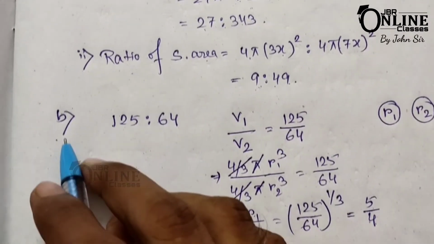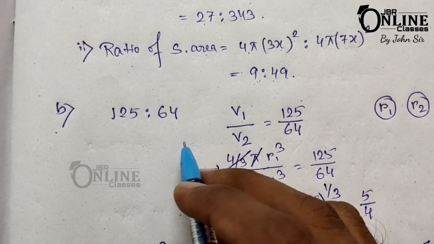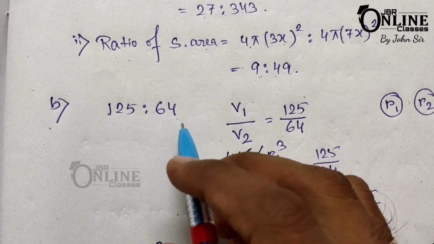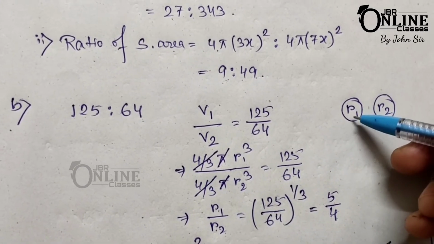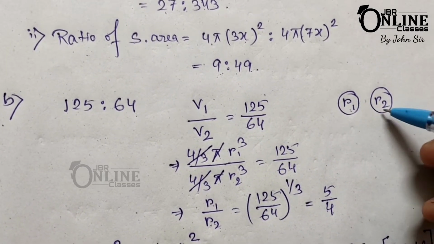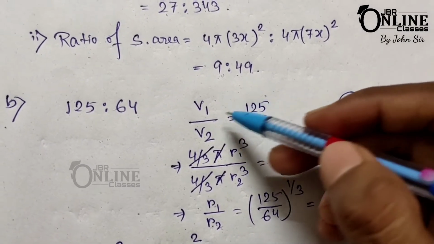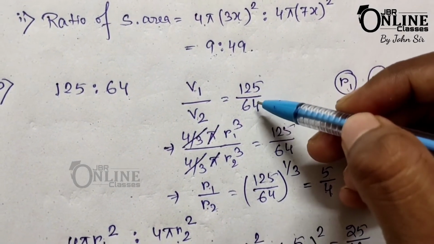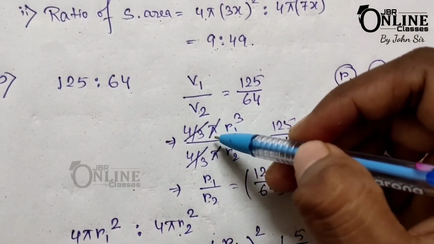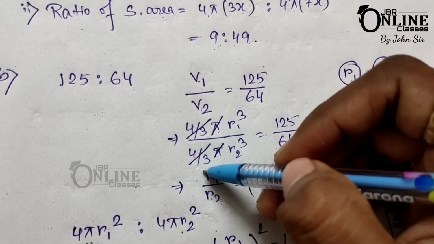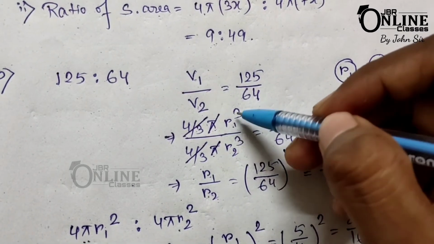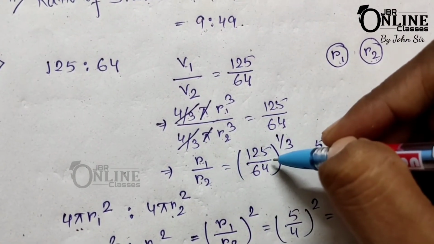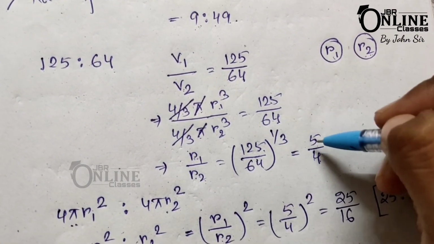Now in sum number 9b, the ratio of the volumes of two spheres is given, it's 125:64, then find the ratio of their surface area. So suppose the radius of the first sphere equals r1 and the radius of the second sphere equals r2. So here volume 1 divided by volume 2, that means the ratio of two volumes, equals 125 by 64. So now put down the formula of their volumes. So 4 by 3 cancel out, pi cancel out. So here r1 cube by r2 cube equals 125/64. Now r1 by r2 equals the cube root of 125 by 64, and it becomes 5/4.